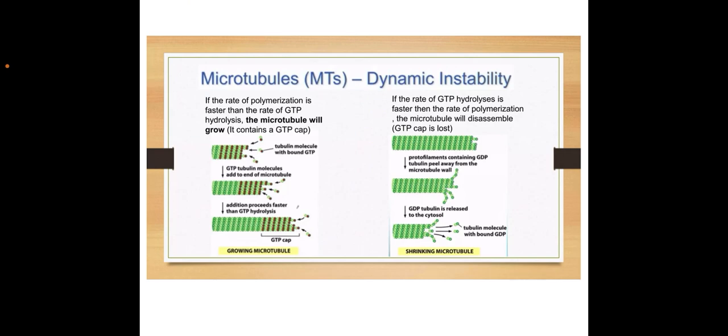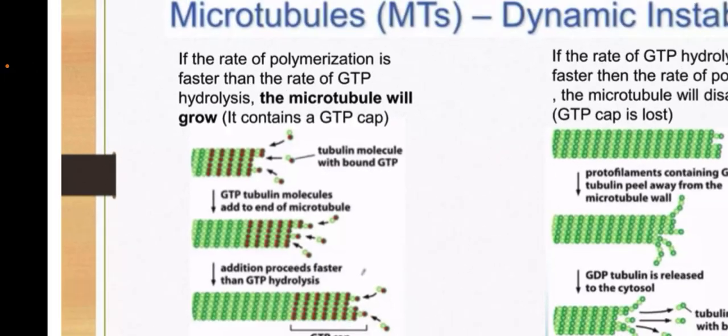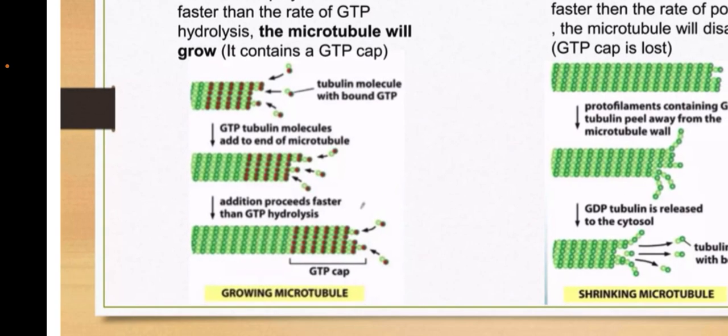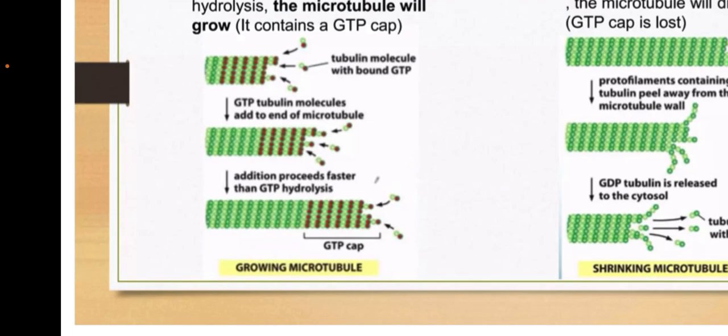That is the microtubule's dynamic instability. The first one shows that if the rate of binding with GTP is faster than the rate of hydrolysis, then the microtubule will grow. It contains a GTP cap. That GTP cap adds onto the beta tubulin, and the structure grows on until protofilaments transform into a microtubule.